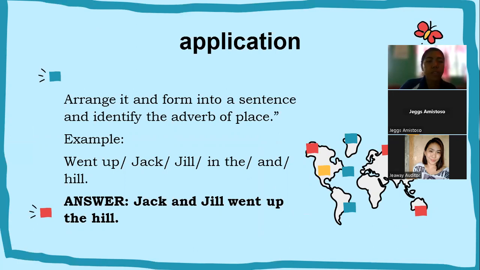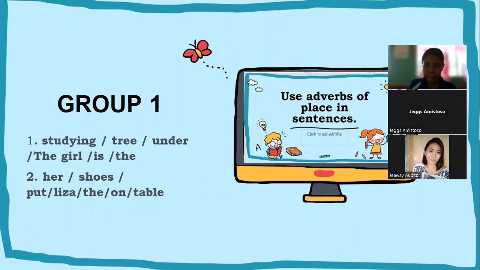Example. Can you see the example on the screen? Yes, teacher. Okay. We have here: went up, Jack, Jill, in the, and hill. So the answer would be Jack and Jill went up the hill. Did you get that? Yes, teacher.